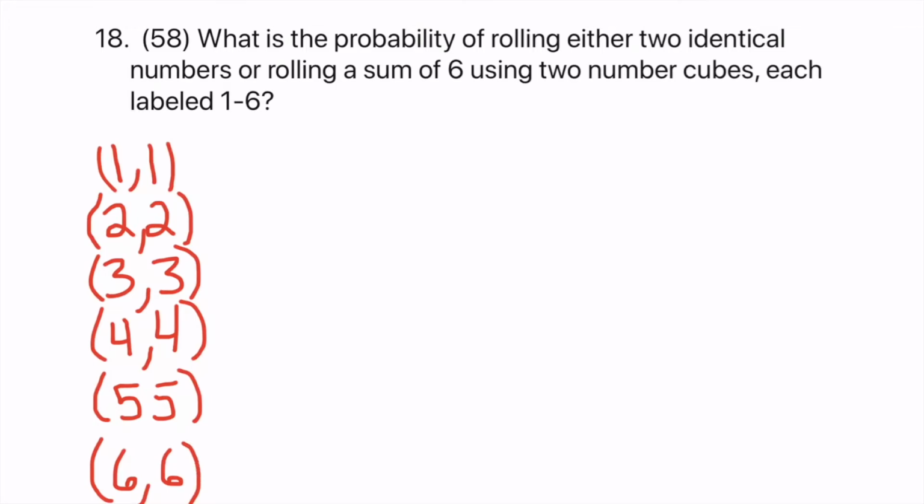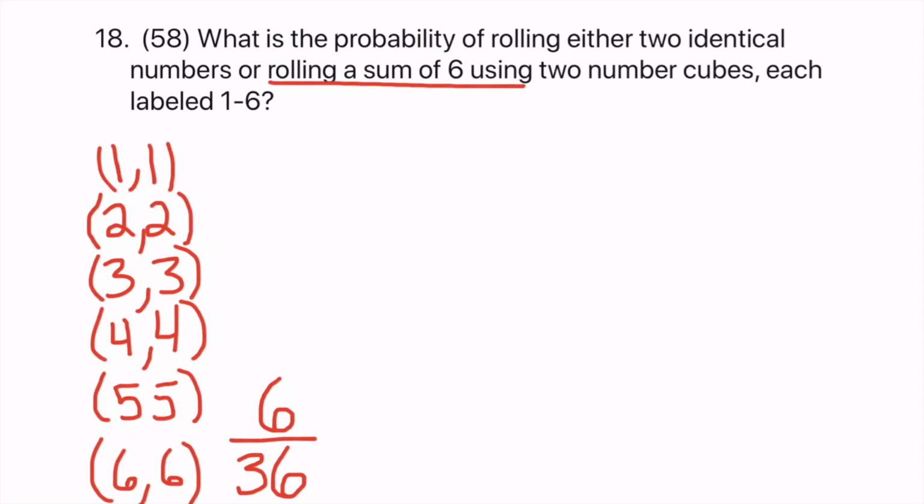So the number of ways of getting doubles when you're rolling two number cubes is 6. And since there's 6 options for each roll, 6 times 6 is 36. So there are a total of 36 options you could get when you roll two number cubes. So the first probability is 6 over 36. Now let's find the second one, rolling a sum of 6.